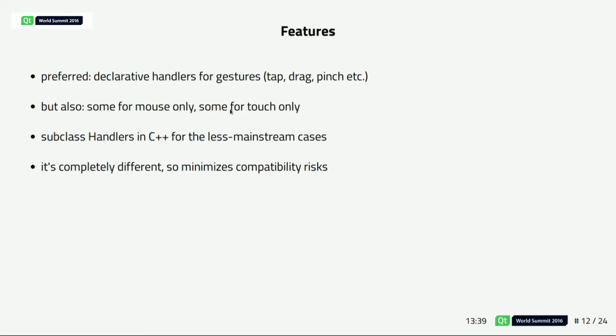So there will be some handlers that work only with mouse, some with touch, or some of them you'll be able to set flags to restrict them to mouse or touch so that you can have different behavior for different devices. And then we'll have these handlers available as public API so that you can subclass them in C++ and do all of your oddball use cases that we haven't thought of. So this is completely different from the existing items, and so we don't have to worry about backwards compatibility. This gives us a chance to have a new API.